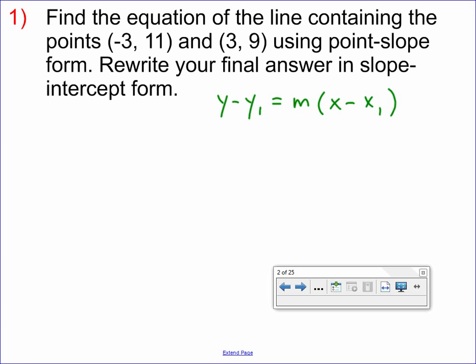Excellent, thank you. Where this m is still the same old slope that we can calculate by using our rise over run formula and the 2 points. And this (x sub 1, y sub 1) is just one of the points. It doesn't matter which one. Both of them will satisfy the linear equation because both of them are on the line.